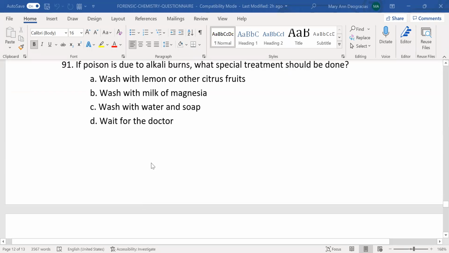91 is A. Wash with lemon or other citrus fruits.